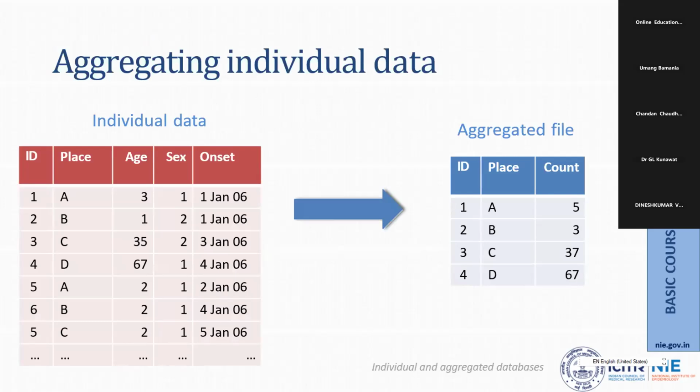Aggregating individual data. On the left hand side, we have individual data: ID, place, age, sex, onset. On our right hand side, the aggregated file. You can see that in two instances, ID 1 and 5, come from one place, A. So you can aggregate according to your analysis plan: from place A how much is the count, from place B. So this is the aggregated file of your individual data.